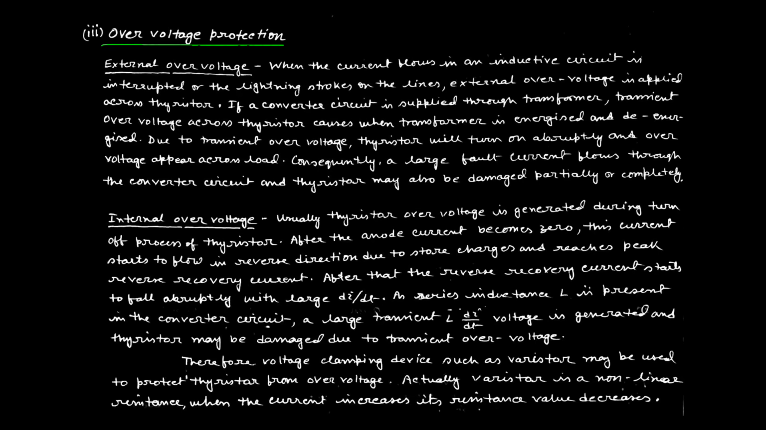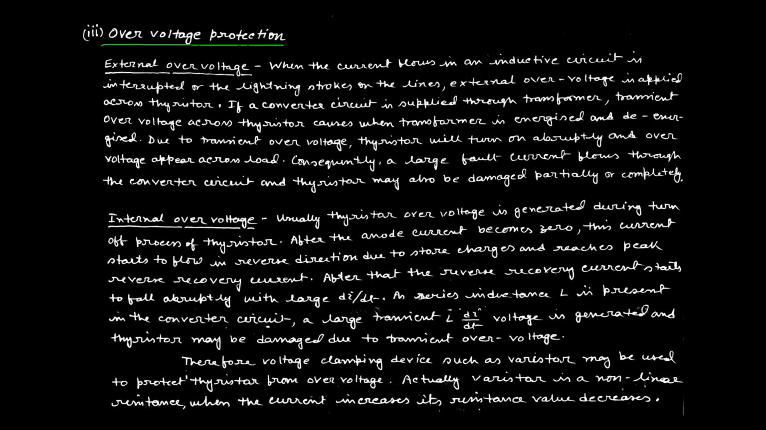Due to the transient overvoltage, the thyristor will turn on abruptly and overvoltage appears across the load. Consequently, a large fault current flows through the converter circuit and the thyristor may also be damaged, partially and sometimes completely. And in case of internal overvoltage, usually thyristor overvoltage is generated during the turn-off process of the thyristor.